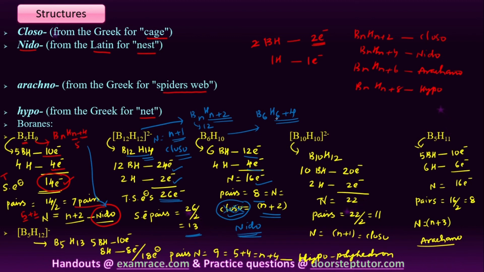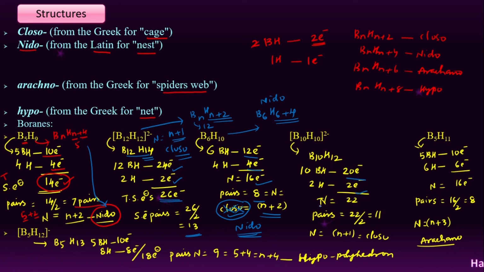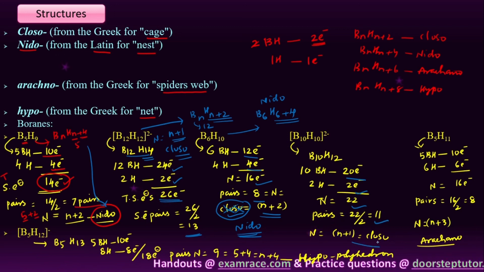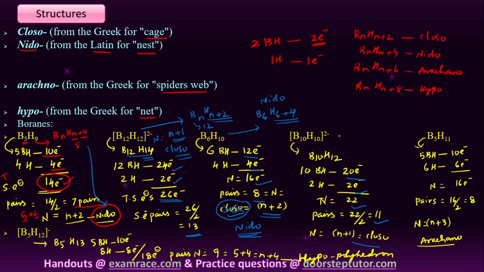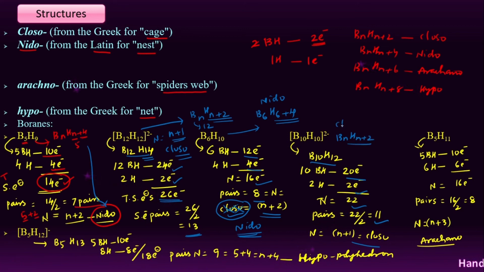Here also you can see, n plus 4 means nido, right? Very simple, right? Here you can see 10 BH units, that is 20 electrons, plus 2 hydrogens, 2 electrons. Total number of electrons 22, pairs 22 by 2, that is equal to 11. So n is equal to 10 plus 1, that is closo. Very simple, right? But here you can see, just write B10H12 as BnHn plus 2. That's it. If it is Hn plus 2, then the structure is closo, right? How much time does it take, student? Just 3 seconds only, right?